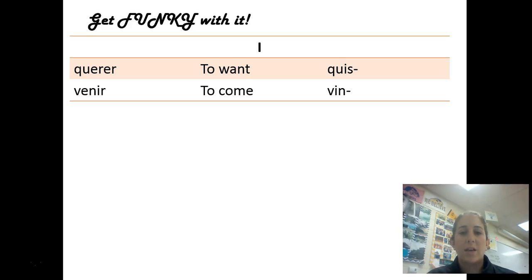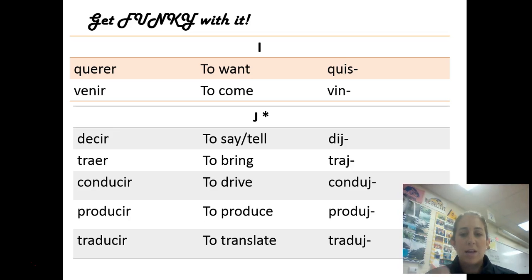Our I funky stems. Querer, to want, is quis. Venir, to come, is vin. And then our J verbs.